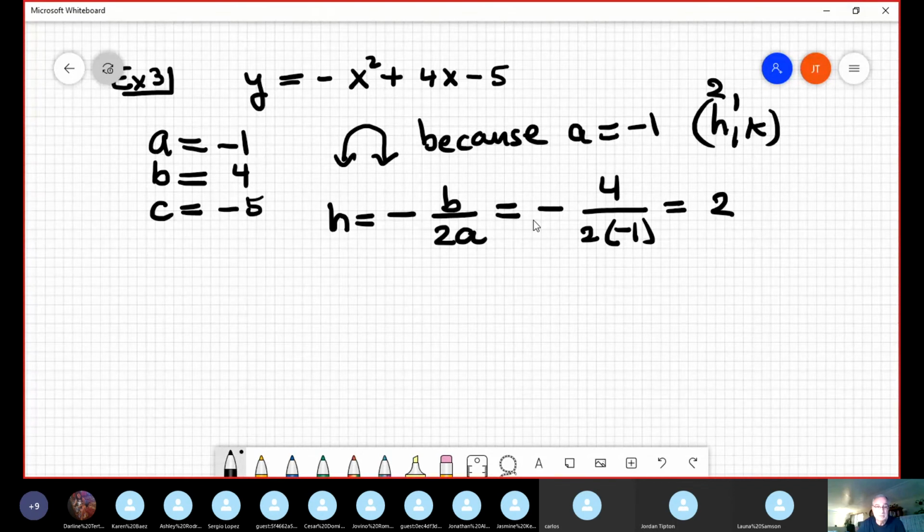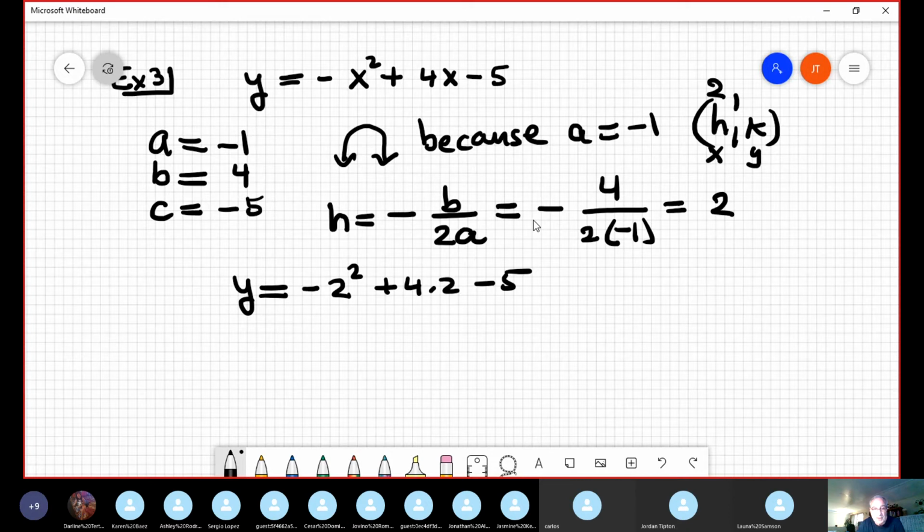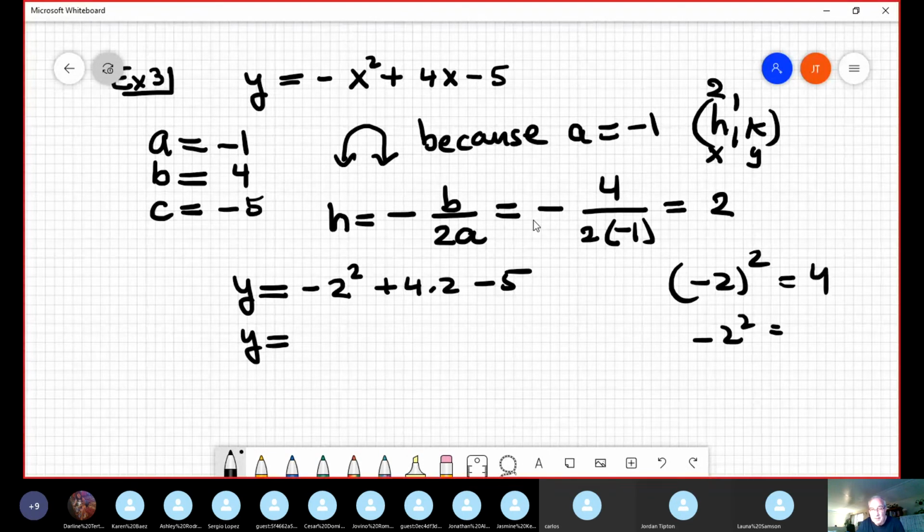And k, easy. You find the y value associated with h. This is the x value, and this is the y value. K is the y value. How do you find it? Plugging in 2 here: minus 2 squared plus 4 times 2 minus 5. Be careful with the sign, because -2 squared and (-2) squared are not the same. (-2) squared is 4, and -2 squared, ignoring temporarily this negative, is -4.